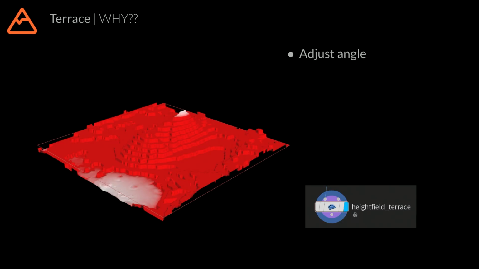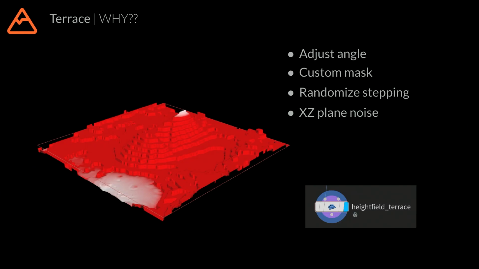For my example, I would like to adjust the angle. You can see by default, if you use the terrace node in SOPs, all the layers are just parallel to each other. So I was like, okay, I would like to randomize them a little bit and be able to control which way they go. I would like to also be able to introduce more sophisticated custom mask solutions here. I would like to randomize some stepping, because you can see each layer is kind of uniform. And I would like to introduce some XZ plane noise. So that's all the things I'm keeping in mind.